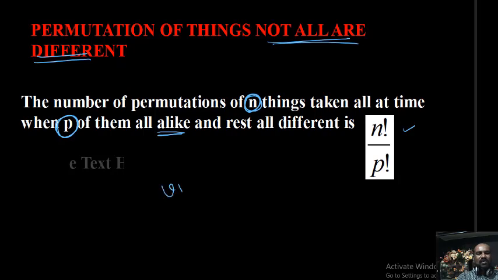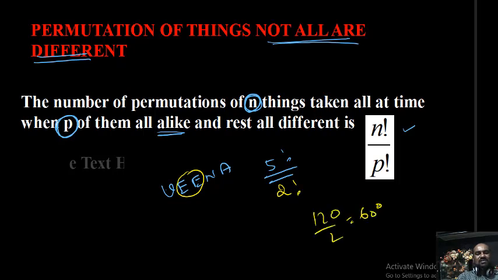For example, by using the word VEENA, how many 5 letter words can we create? 5 factorial divided by how many things are alike? Here 2 things are alike. According to this theorem, 5 factorial by 2 factorial, 120 by 2, that is 60 permutations. We get 60 five letter words by using the letters of the word VEENA.